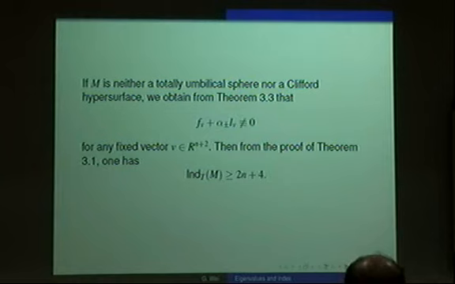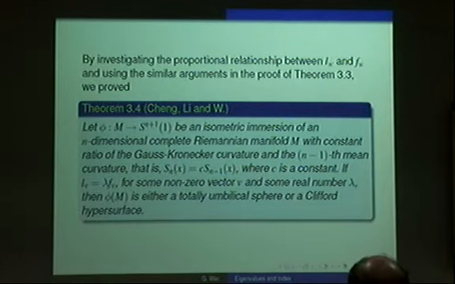So for any fixed vector, from the proof of Theorem 3.1, one has this relationship. This is the equality. Next, by considering the proportional relationship between RV and FV, and using similar arguments as in the proof of the theorem, we prove this result. Here M is a complete Riemannian manifold with constant Gauss-Kronecker curvature, and n-1 the mean curvature means this one.